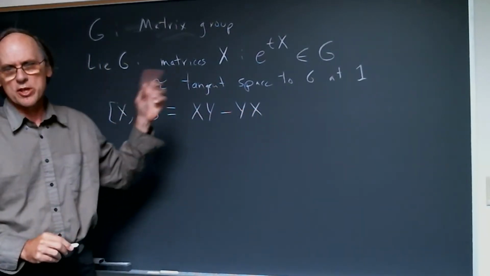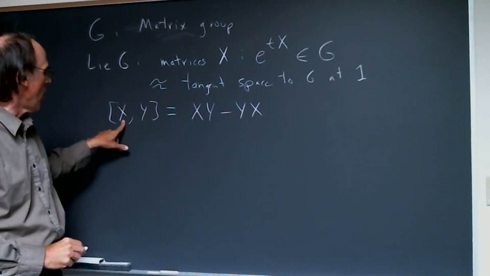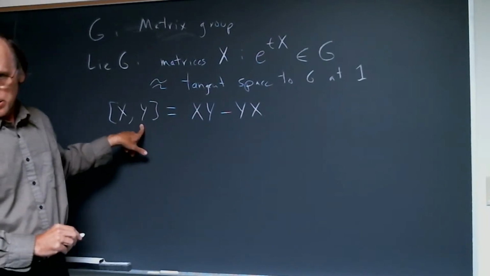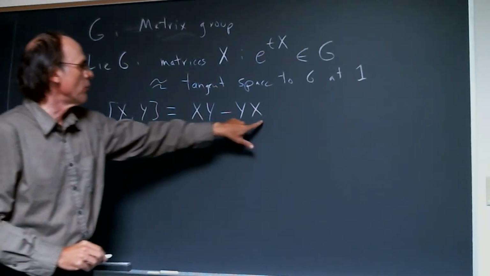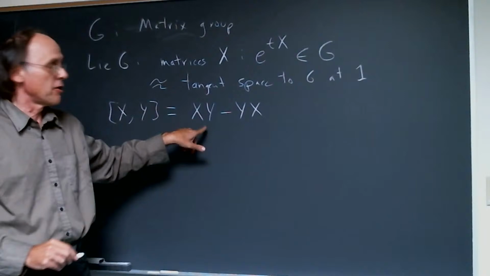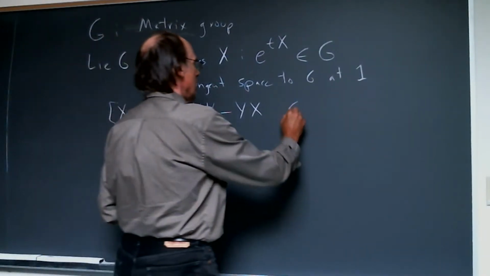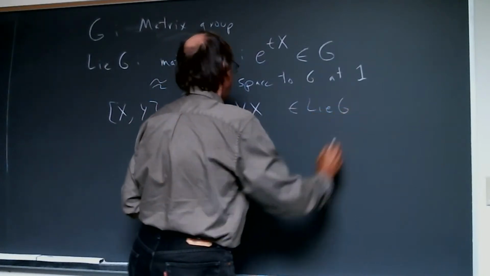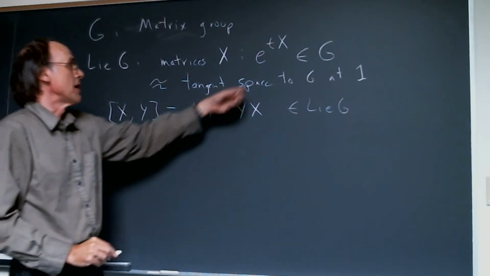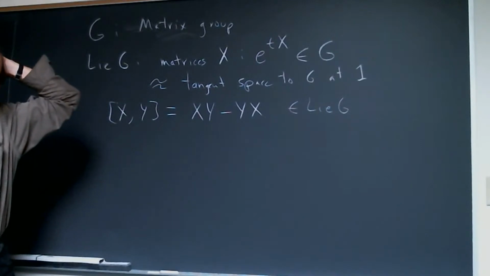One fact which is proved in the notes is that if X and Y are in the Lie algebra, then when you do this to them, you're going to get another matrix which is also in the Lie algebra. This is also something that you can exponentiate and get something in the group.